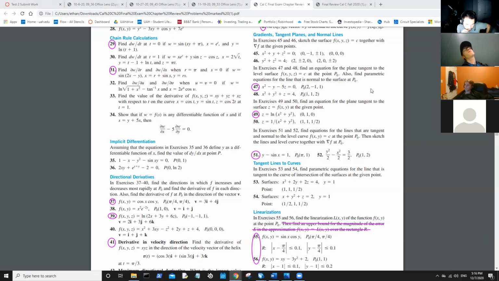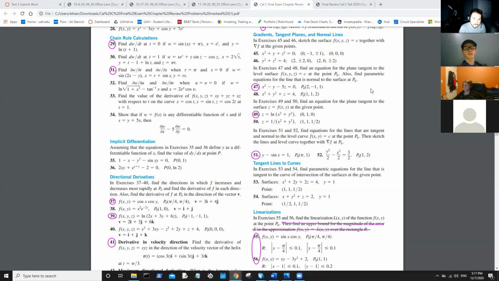So I think the definition is you literally just take the gradient at the point. But we also have to do parametric equations for the line that is normal to the surface at P0. So the gradient is going to be not tangent, but normal. I think the gradient is normal to the surface at the given point.